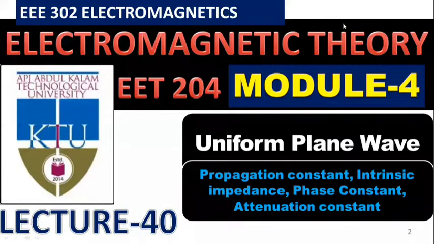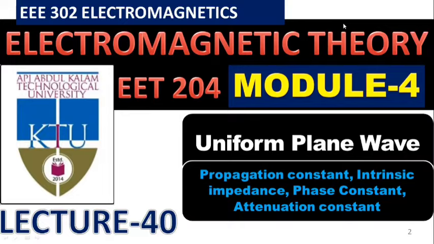In today's class, we will study about uniform plane wave. So in the last class, we have seen what an electromagnetic wave is and how it propagates. So what are the properties? We understood that it's a combination of electric field and magnetic field. And then later we derived the wave equation by using Maxwell's equations. So we have seen all the equations we have used.